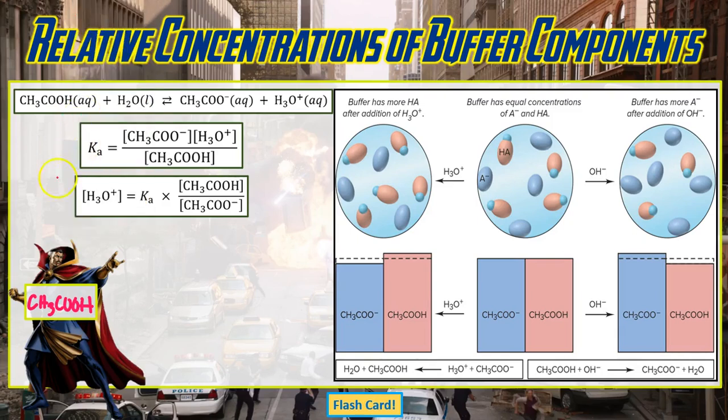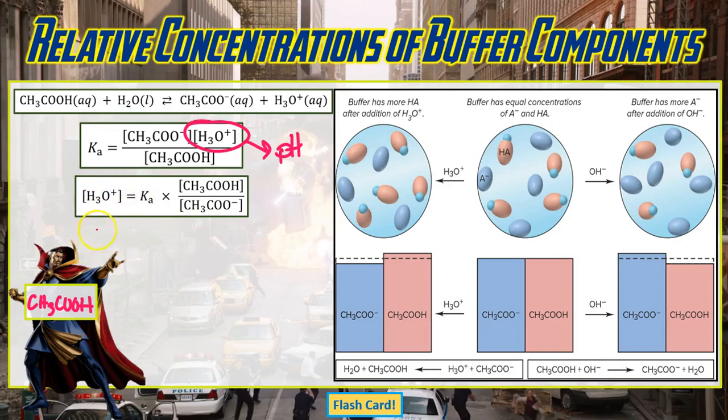Now, as we saw before, the H3O plus concentration is very important. If it increases, then we know we're going to have a lower pH. And if it decreases, then we know we're going to have a higher pH. So this is going to give us the ability to figure out exactly the pH, which then is going to prove that the buffer is keeping it within a range, right?